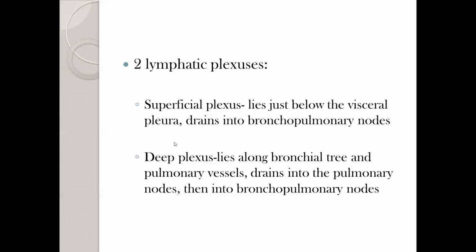There are two main lymphatic plexuses in the lung. One is the superficial plexus and the other is the deep plexus. The superficial plexus lies just below the visceral pleura, and it drains into the bronchopulmonary nodes. The deep plexus, however, lies along the bronchial tree and the pulmonary vessels. It drains first into the pulmonary nodes and from there into the bronchopulmonary nodes.